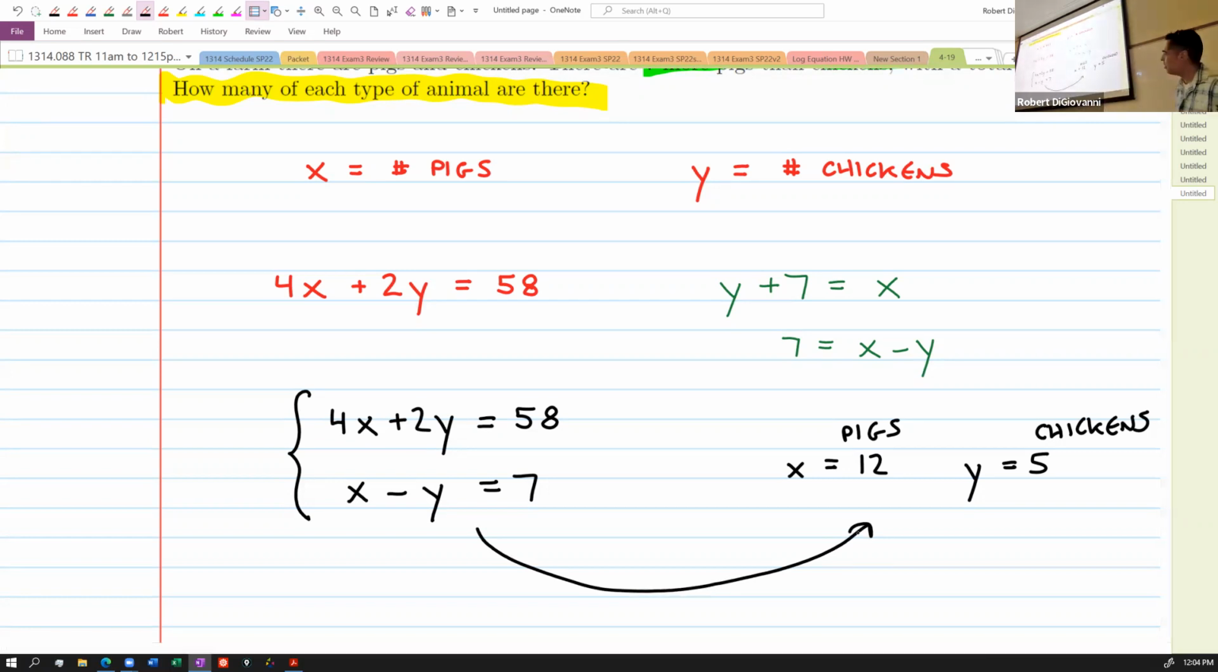Should we check Raymond's work here? Right. You have 7 more pigs than chickens, right? And then a pig has 4 feet. So 12 times 4 is 48. Chickens have 2 feet. So 5 times 2 is 10. So there's 48 feet and 10 feet. That's 58 feet total.